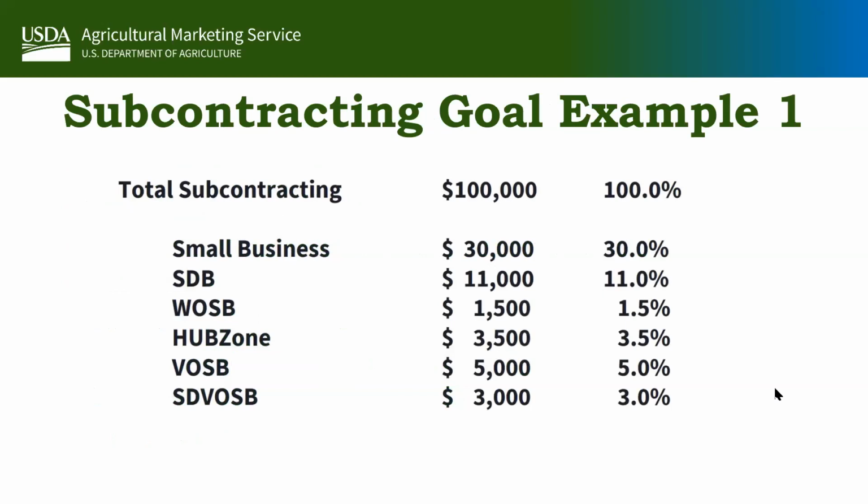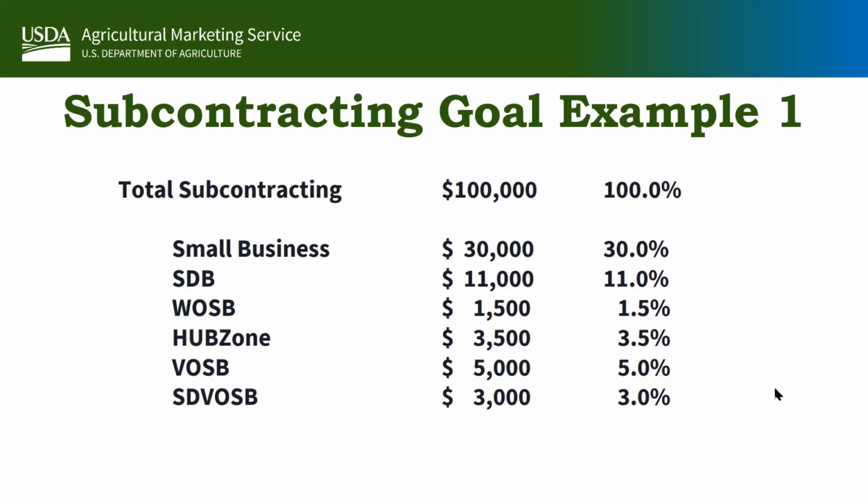Before we get into the paper plan, let's test your knowledge on subcontracting goals. As an example, we have here a breakdown of a company's subcontracting goals and what they should look like. You'll notice that each category lists a dollar amount and a percentage. And if we look, every category has a dollar amount and a percentage, no zeros, everything looks good.